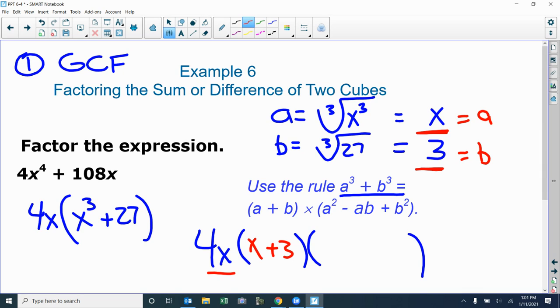Now I'm going to take a and square it. So x times x is x squared. x times 3, and it's going to be minus 3x. And then 3 times 3, of course, is 9.